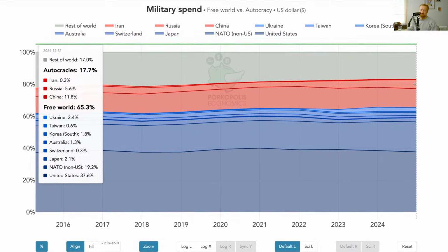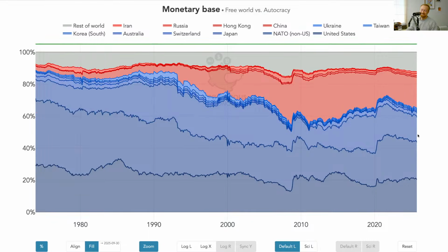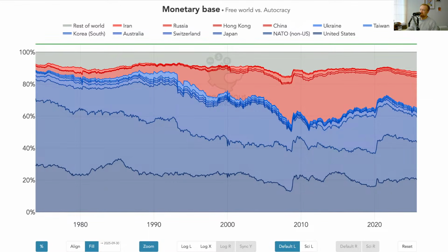All I can say is I hope the U.S. doesn't flip red this fall. And I don't mean red as in GOP versus Democrat. I mean free world versus autocratic world. That's precisely what I mean, in case people were wondering. Let me see if there's any other charts.